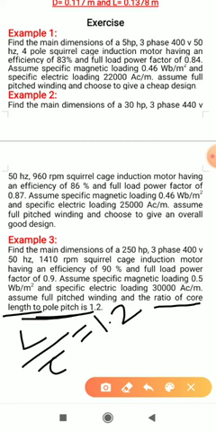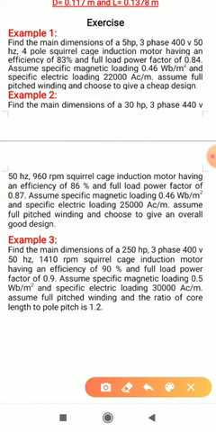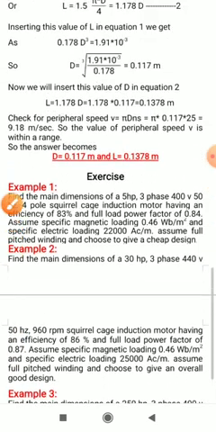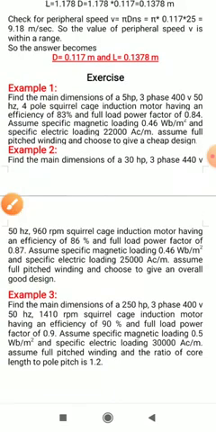And in the third example, we are not assuming this value, whereas it is a given value, so no need to check for the peripheral speed. Whereas in example 2 also, for an overall good design, the value of L by tau is fixed, it is not a range, and that value is 1. So again, it is not necessary to check for the peripheral speed.